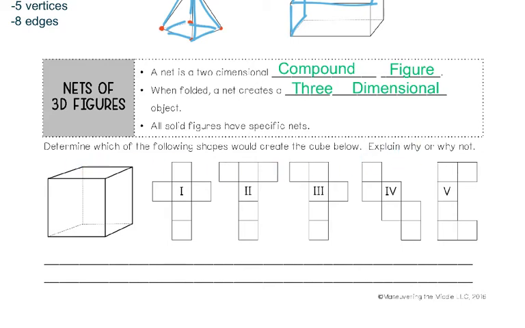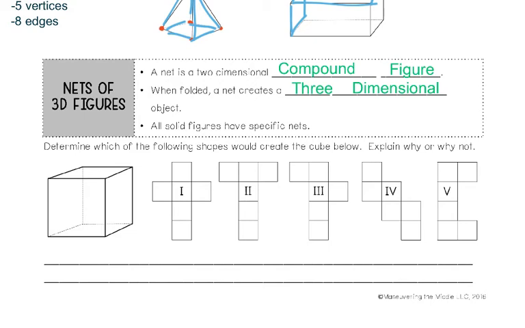When you have these different nets here, the question is, determine which of the following shapes would create the cube. So you've got to imagine, this is one of them. But you've got to imagine folding this up, folding that up, folding this to the side, folding that to the side. And if you took this and folded it on top of each other, this would be the side and this would be the top. You've got to imagine this shape folding together. And actually, 2, 3, and 4 will all fold together to make this cube.